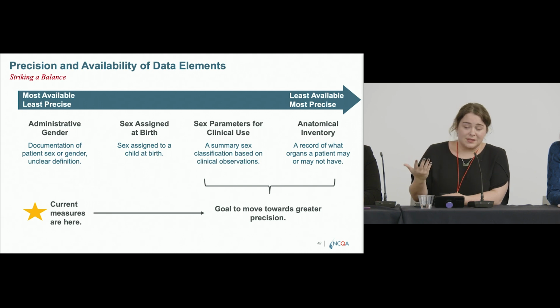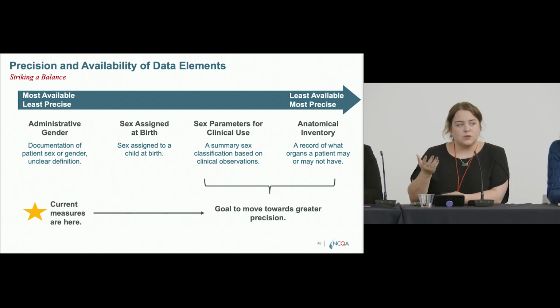It's a proxy, but it's better. Sex parameters for clinical use is a newer construct coming out of the Gravity Project that's based on clinical observations. And then we're starting to see some of the EHR vendors actually get to the point of anatomical inventory. Do you have a cervix? Yes or no? And then that can guide your clinical decision making.